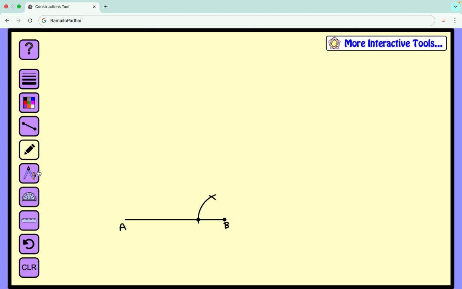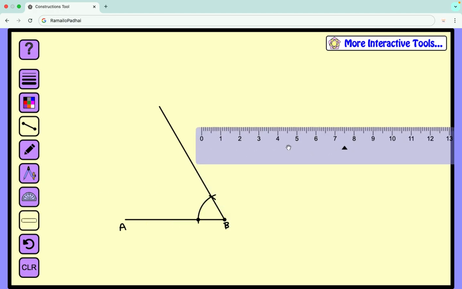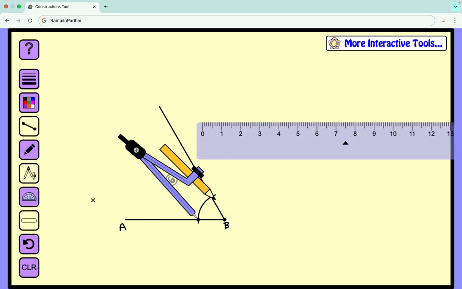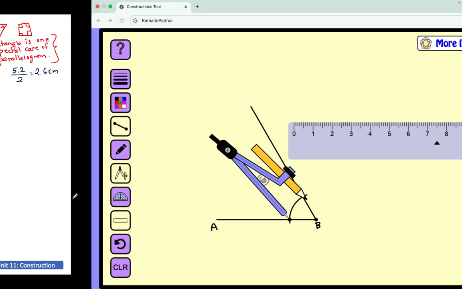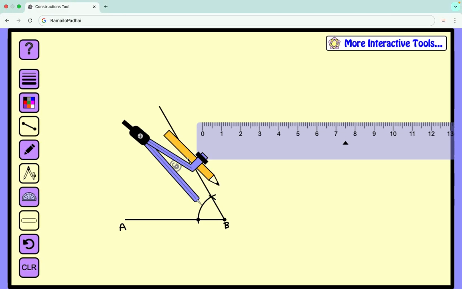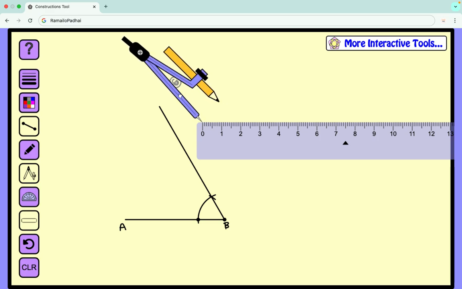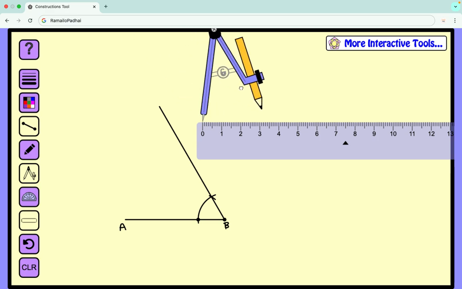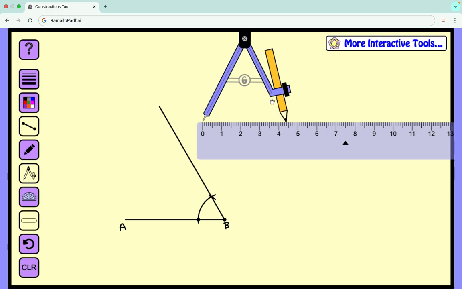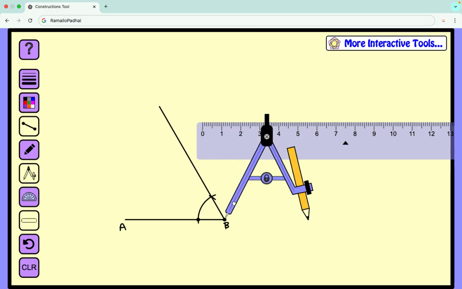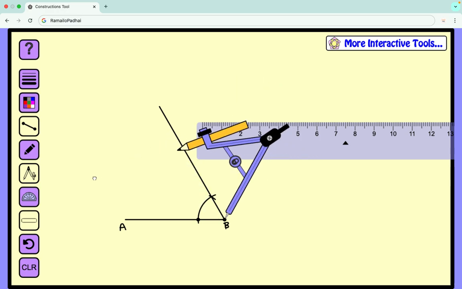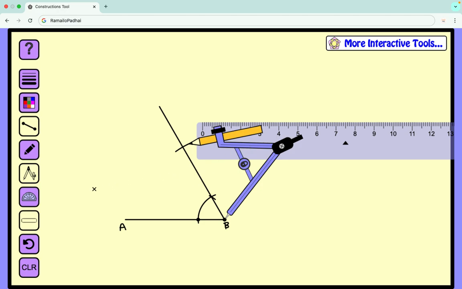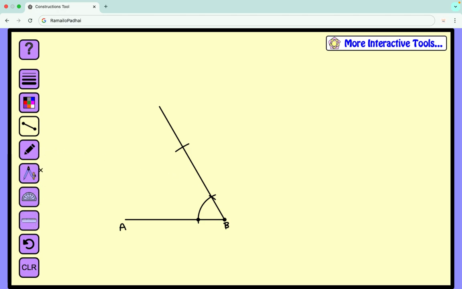Okay, so this is 60 degree, so B, C, and we know that BC is 4.4 centimeter. So we will measure 4.4 centimeter here. So this is 4.4 centimeter.